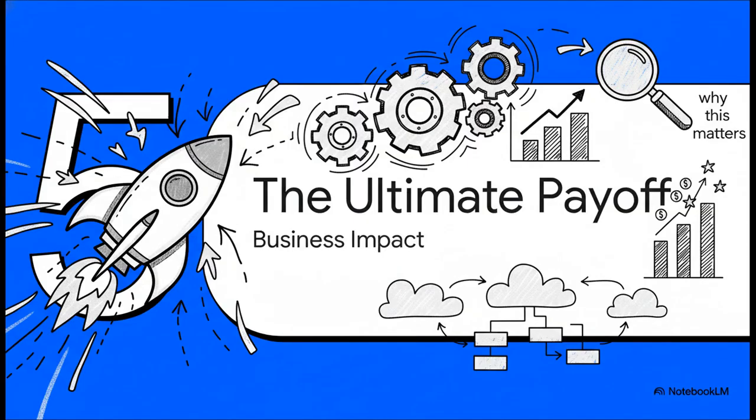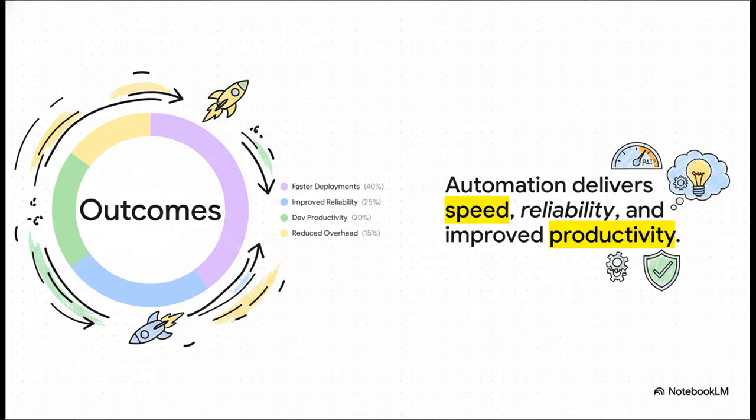Okay, we've been deep in the weeds with the technical details, so let's zoom back out to the 30,000-foot view. What's the real payoff for doing all this work? Why does this really matter? And here it is. Look, the biggest slice of the pie is speed. Faster deployments mean you're delivering value to your users faster. Simple as that.